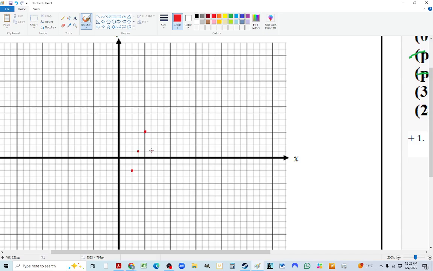5, 1, 2, 3, 4, 5 comma 1 is there, and then it comes back down to there. So this is a cosine curve. But your question says at least 2 periods. Let's just make this a little smaller. Something like that. Not quite right. Try again.